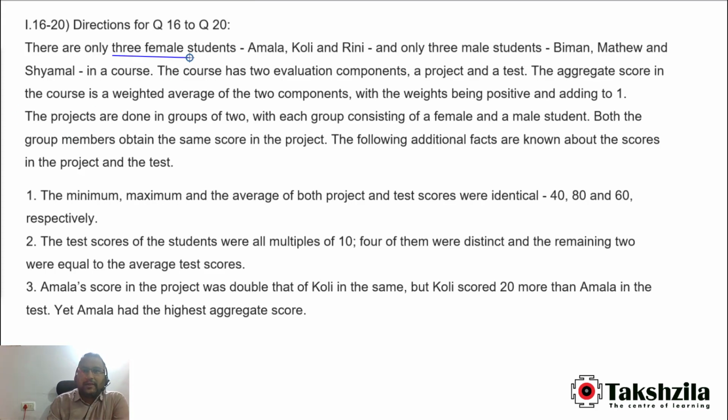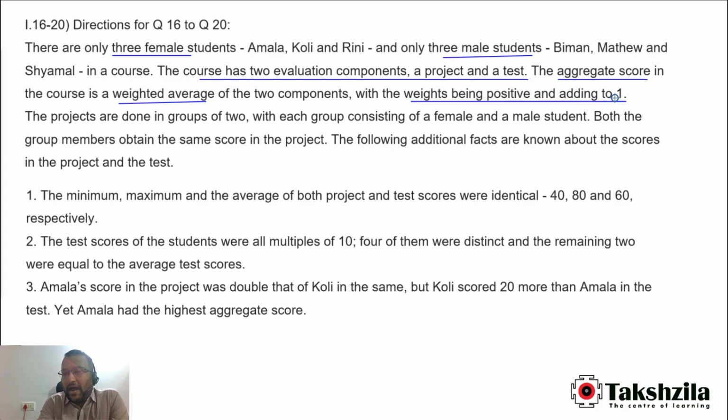There are 3 female students and 3 male students. The course has 2 evaluation components, project and test. The aggregate score is a weighted average of these 2 components, with the weights being positive and adding to 1. The projects are done in groups of 2. Each group consists of a female and a male student. Both group members obtain the same score in the project.